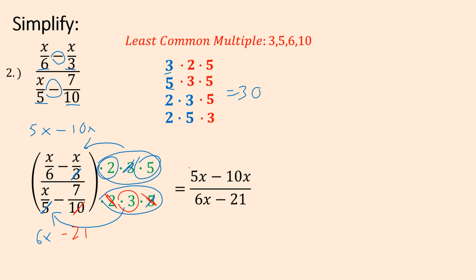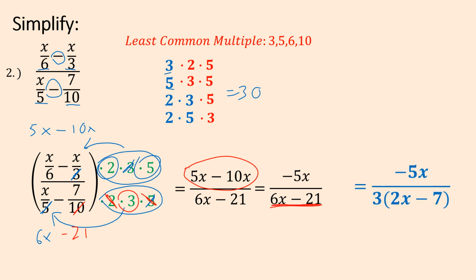We can put together the top here, negative 5x. And remember, we want our answers fully factored. We can take out a 3 on the bottom there. So our final answer for this problem is negative 5x over 3 times (2x minus 7).